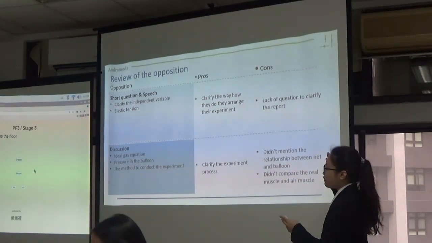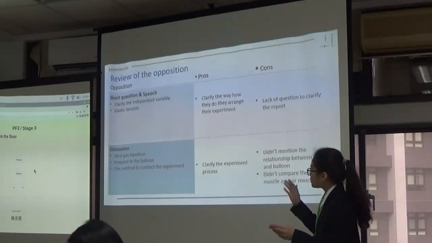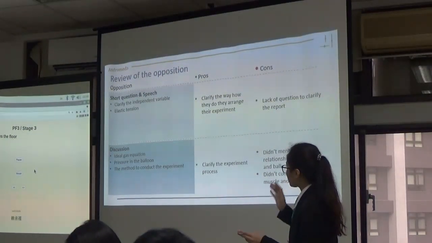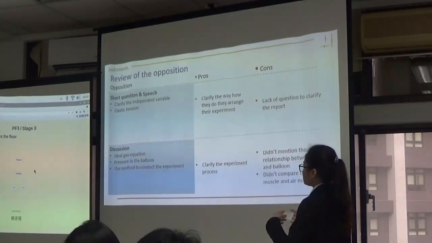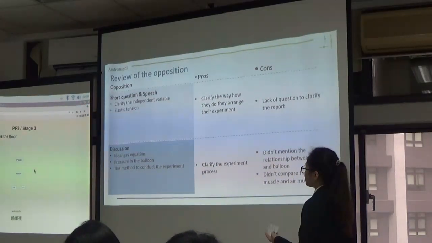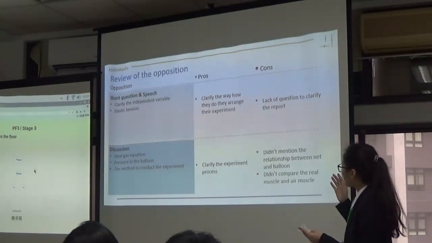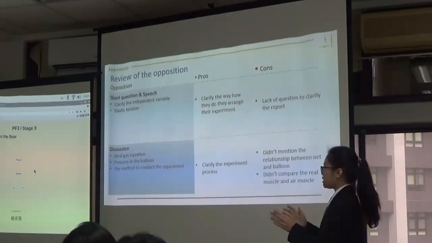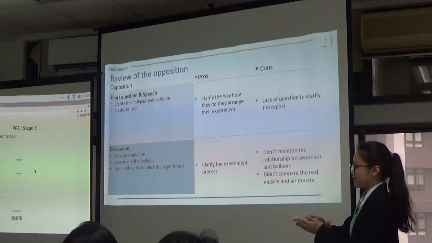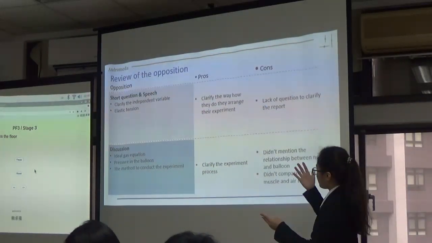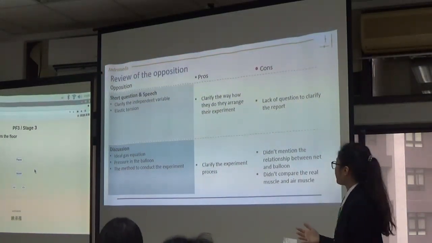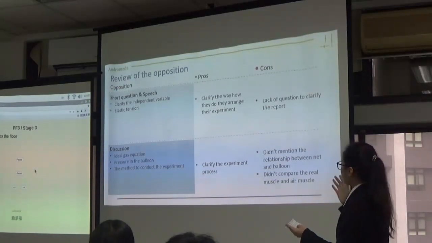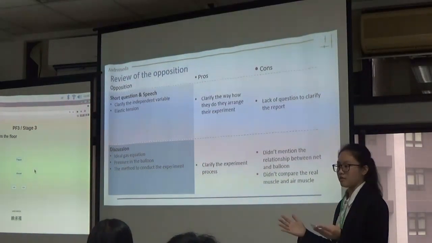Then, the overview of the opposition. In the short question and speech time, she talked about the independent variable, and she also clarified the elastic tension. In her process, she clarified how they arranged their experiment, and clarified things that I never really talked about, like their independent variable. However, I don't think she had enough questions because there was still plenty of time after she finished her questions.